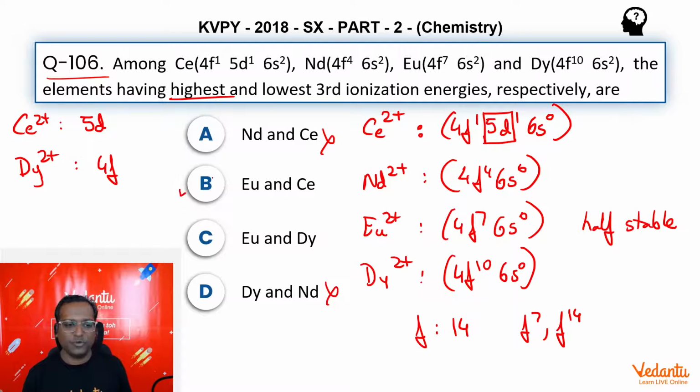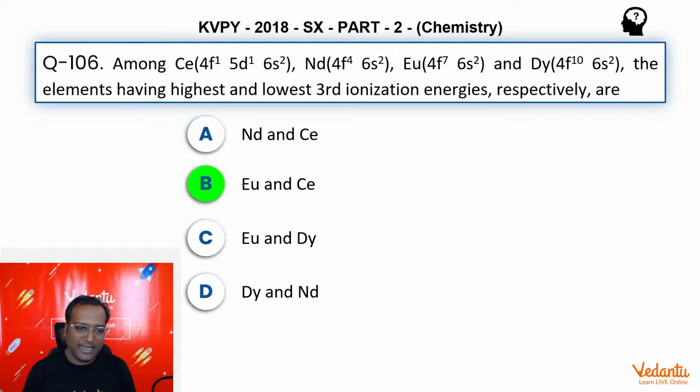The answer here therefore is option B. Understood, guys? I'll give a quick recap. Whenever we talk about second, third, fourth ionization energies, we always go with respect to electronic configuration.